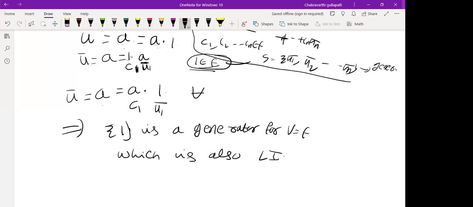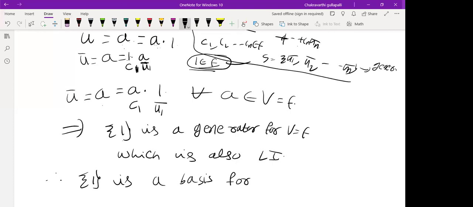This is true for all a. One is fixed. This is true for every vector. Therefore, it is also linearly independent. Why is it independent? A single vector, not zero, is independent. Therefore, singleton {1} is a basis for F over F.